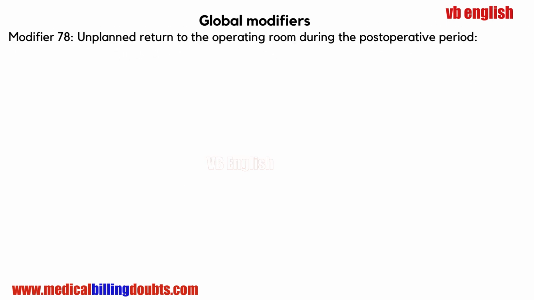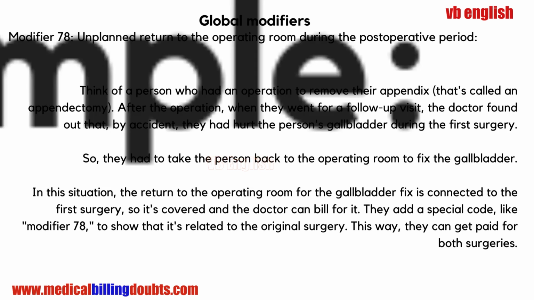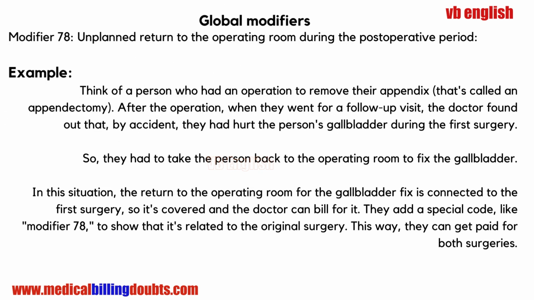Modifier 78. Unplanned return to the operating room during the postoperative period. Example, think of a person who had an operation to remove their appendix. After the operation, when they went for a follow-up visit, the doctor found out that, by accident, they had hurt the person's gallbladder during the first surgery.